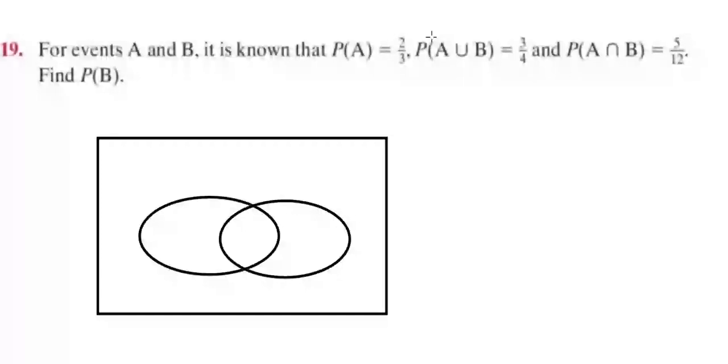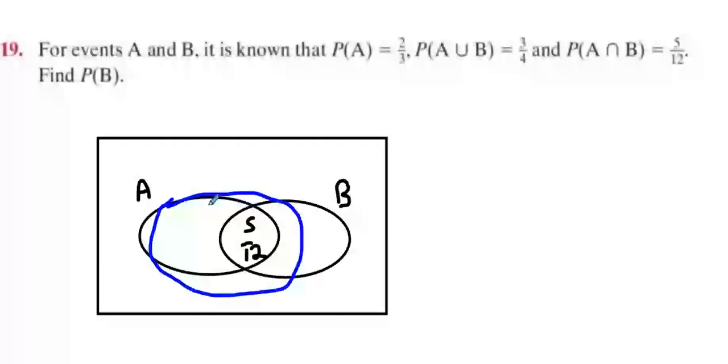Probability of A intersection B is 5/12. Right, so everybody happy with 5/12 in the middle? And everybody happy that that's A and that's B? What it says is A has to add up to 2/3. So the full circle has to be 2/3. You got that? So I'm going to do 2/3 take away 5/12.